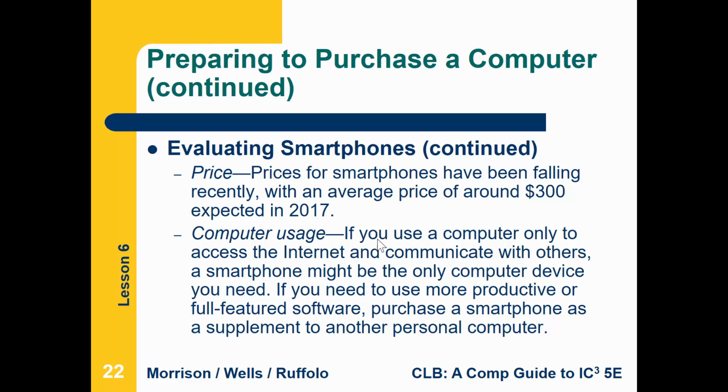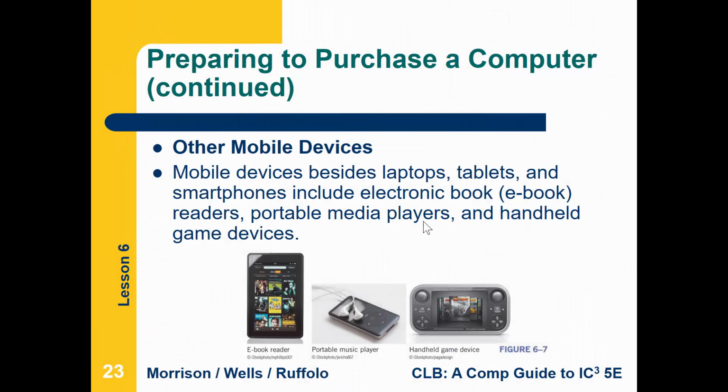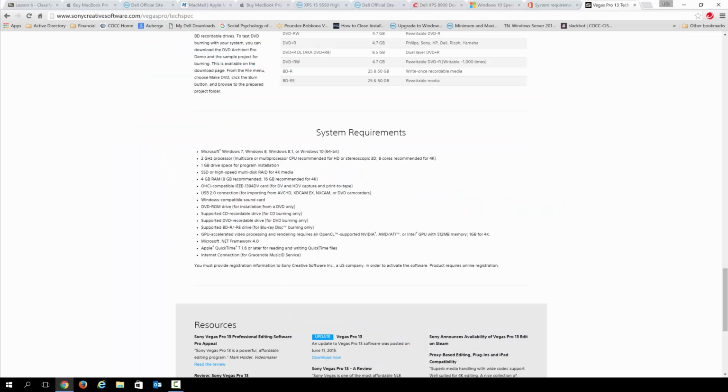Computer usage. Again, if you use a computer only to access the internet and communicate with others, a smartphone might be the only computer you ever need, even to do your email. But what if you're using it for more? And we'll take a look at that. So let's quickly jump out and we'll take a look at some of these things we're talking about.